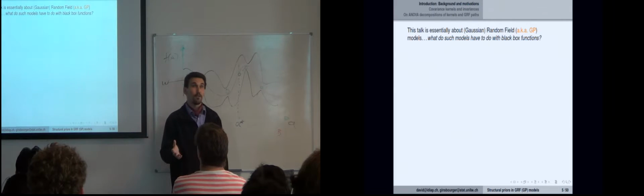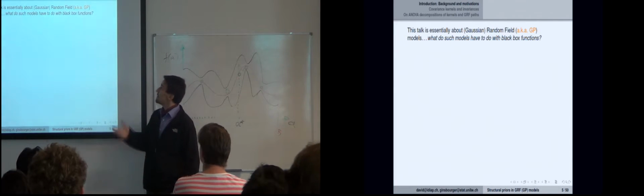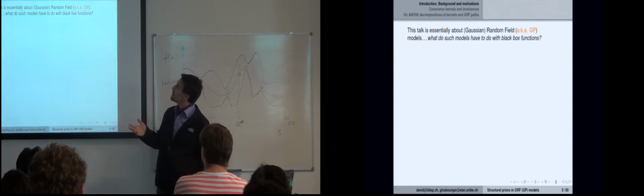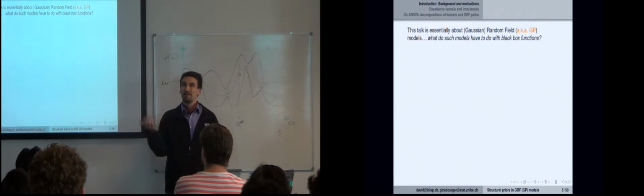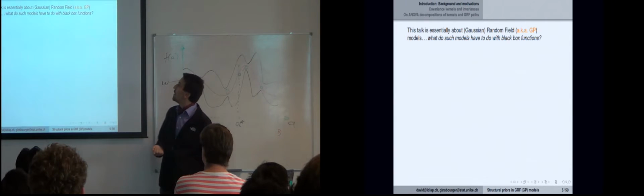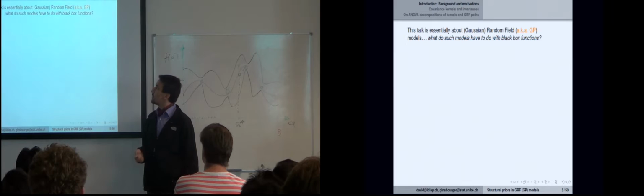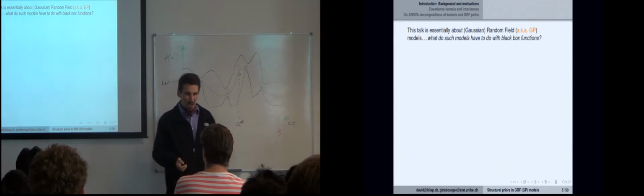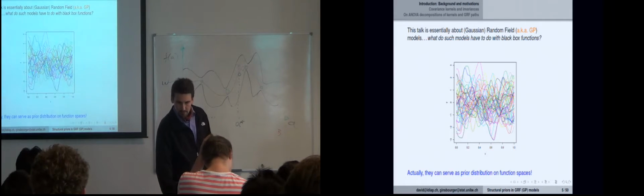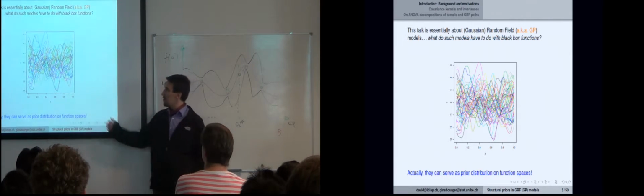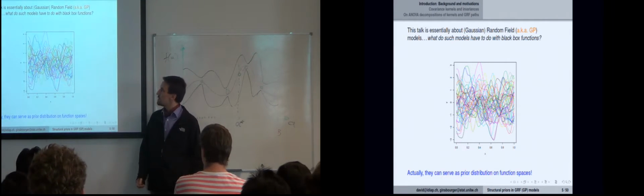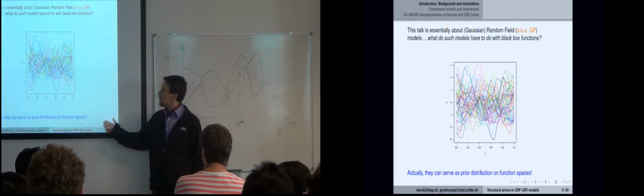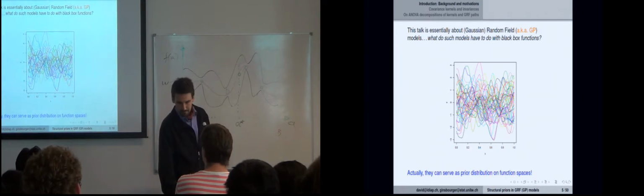What does a function f have to do with Gaussian processes or Gaussian random fields? As Neil mentioned, there are different vocabularies depending on the community. I speak of GPs in terms of GRFs most of the time. What do they have to do with black boxes? Now you're aware, after these excellent lessons, that they can serve as a prior on function space.